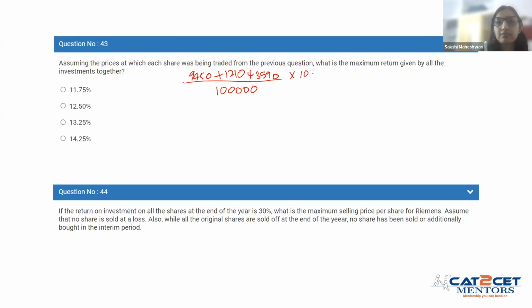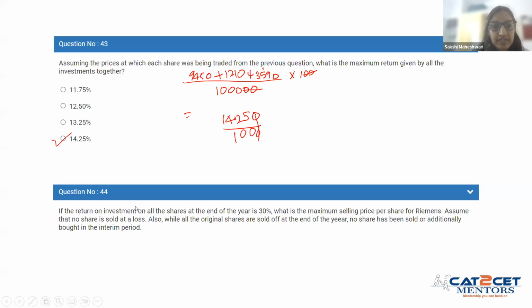Oh, this is simple. What is the total? Yeah, so upon 1,000. So this is just 14.25%.